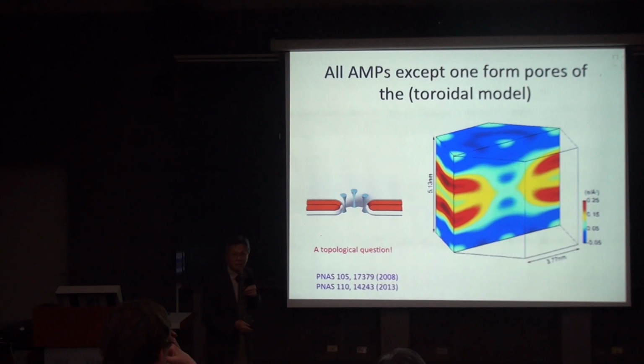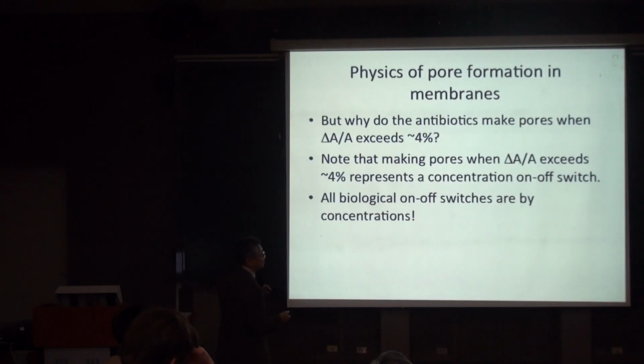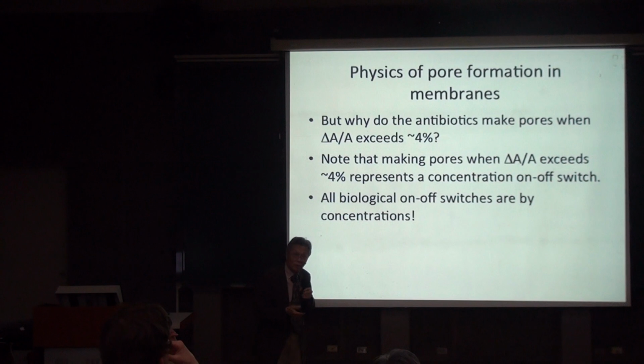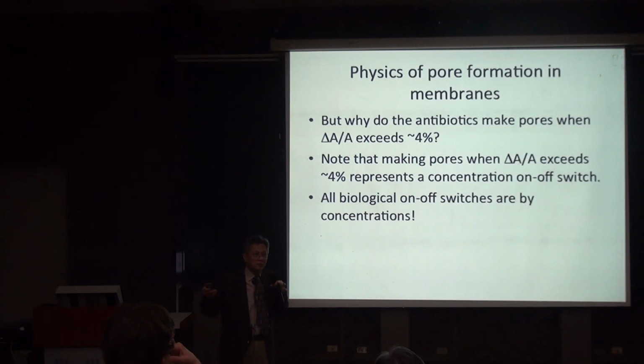Okay, so this is actually how the pore looked, made by the antibiotics in the membrane. The question is, why? Why do antibiotics make a hole like this? And remember, my movie showed you that it begins to make a pore only when the membrane expands about 4%. This is a very, very important point.